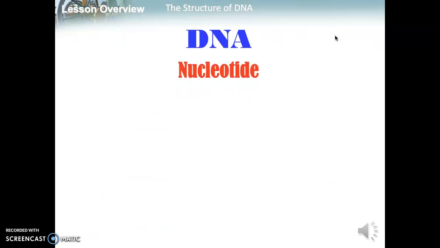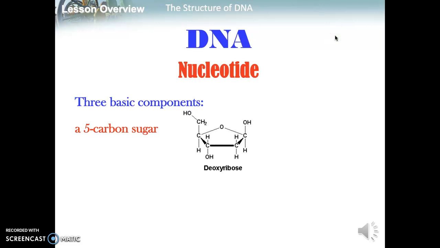So again, the building blocks of DNA is called the nucleotide. There are three basic components to a nucleotide. They are a 5-carbon sugar. In this case, the 5-carbon sugar in DNA is deoxyribose, hence the name deoxyribonucleic acid. A phosphate group, which is a phosphate surrounded by 4 oxygens with a carbon chain attached. That is what the R represents.